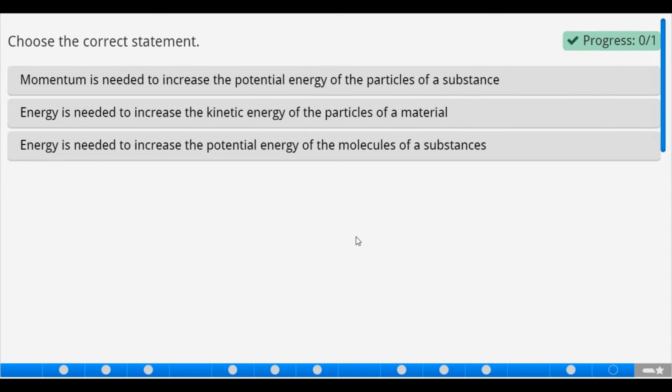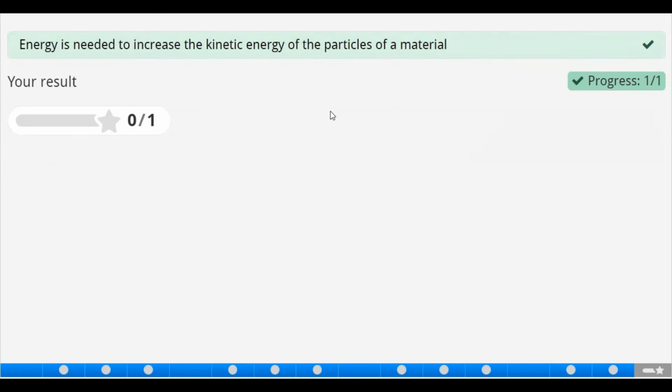So with that, we choose the correct statement before we call it a day. Momentum is needed to increase the potential energy of the particles of a substance. That statement is what? False. All right. Energy is needed to increase the kinetic energy of the particles of a material. The statement is what? Correct. Because to increase the kinetic energy of the particles of a material, energy is what? Needed. Energy is needed to increase the potential energy of the molecules of a substance. The statement is false. So the second statement is correct. And yes, let's pick it and see.